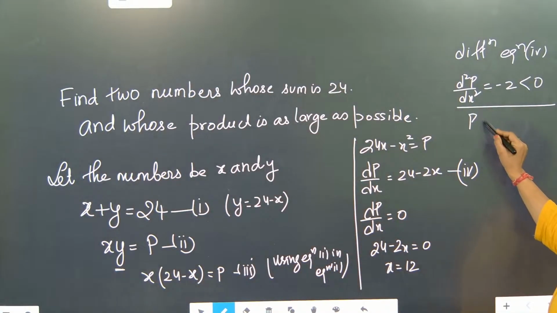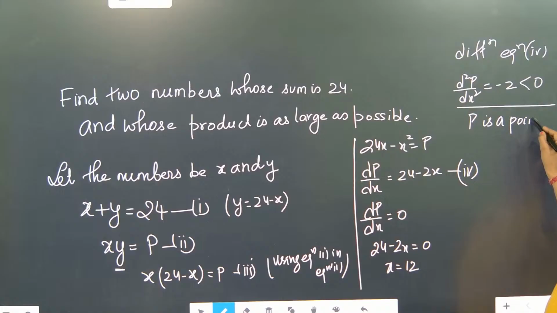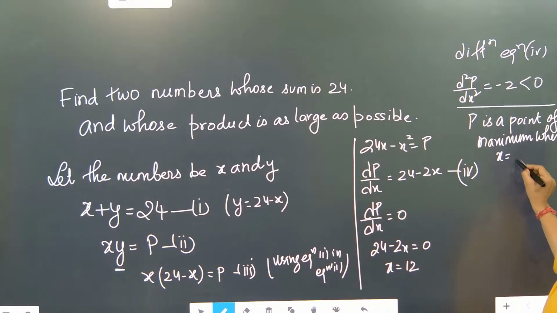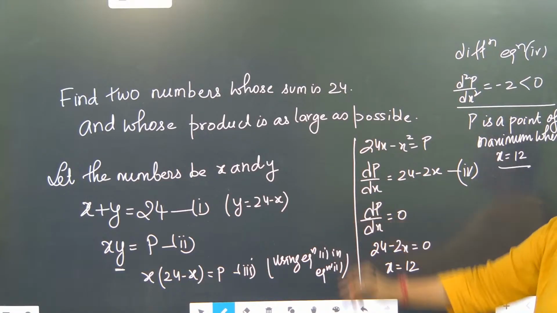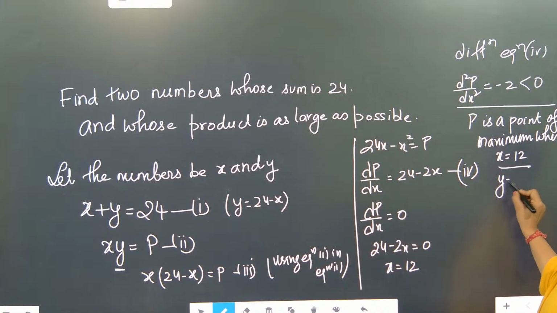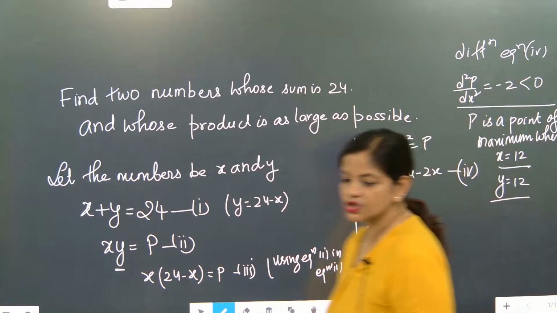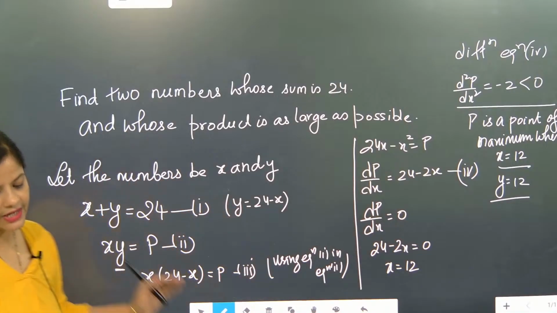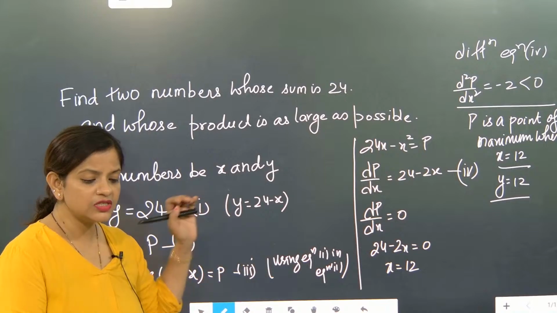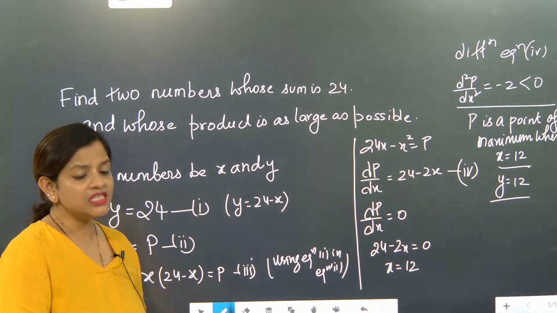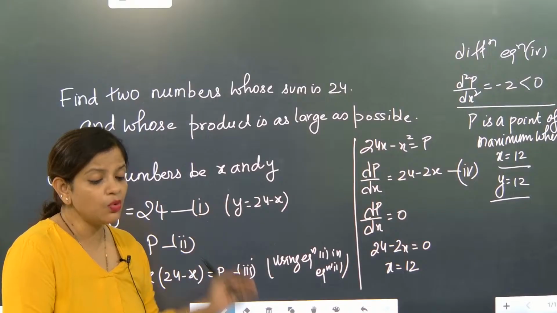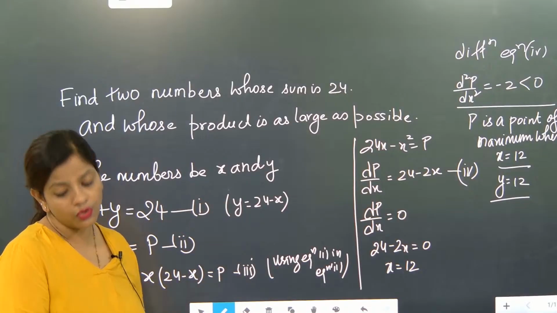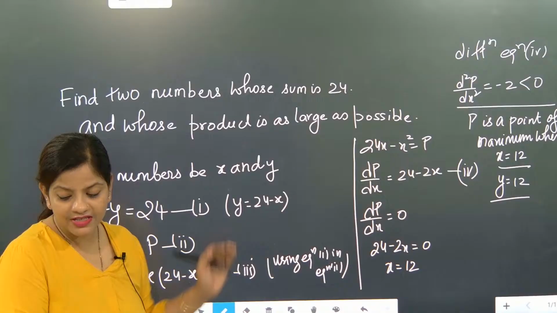P is a point of maximum when x equal to 12. Now, when x is equal to 12, what is the value of y? y will also come as 12. So when x is 12, y is also 12, and this is the way to proceed and get the answer. This was the first preliminary question of NCERT. I have taught it one more time so you understand this is exactly what you have to do to solve the word problem of maxima and minima.